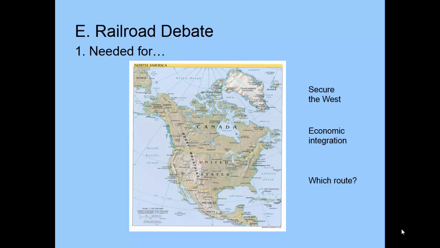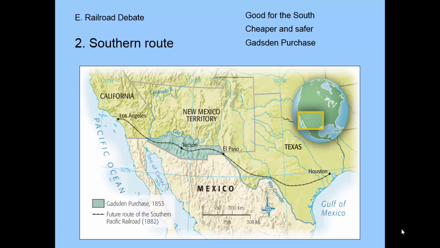We only have enough money, and that's barely, to build one railroad. Should we build a route that goes in the northern part of the Mexican cession? Should we build a railroad that goes in the southern part of the Mexican cession? Of course, this is going to lead to sectionalism yet again. So let's talk about the southern route. This is the proposed southern route. It's going to connect Houston to this small town called Los Angeles.